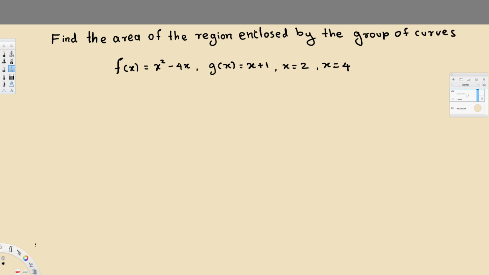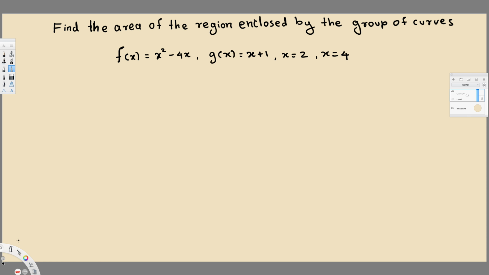What's going on, guys? Let's do this problem right here. Let's see how we can find the area of the region enclosed by the group of curves, and they have given the equations right here, right? First, let's go ahead and draw the graph for this one.